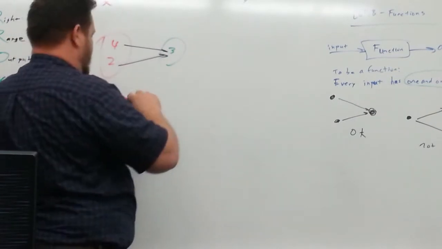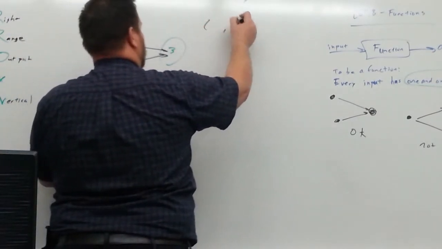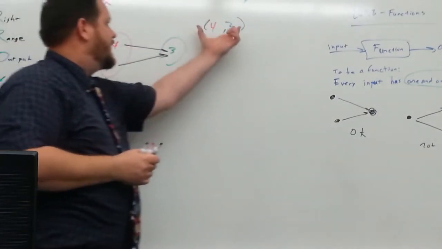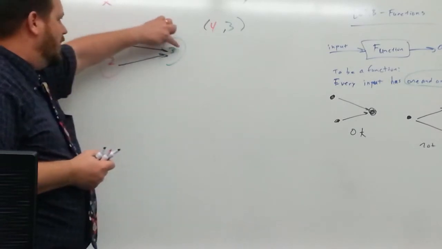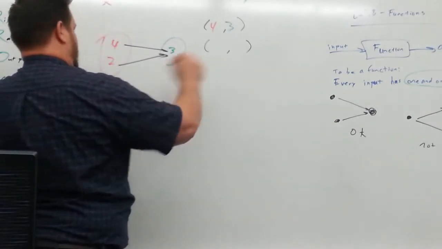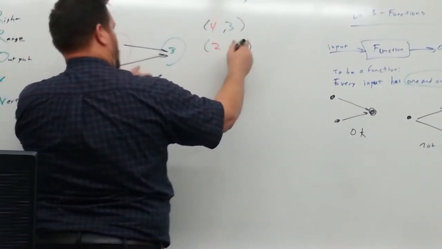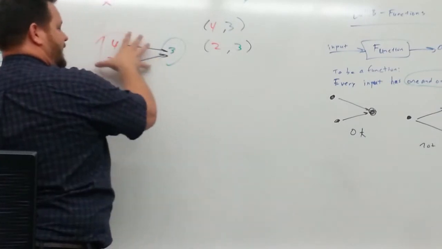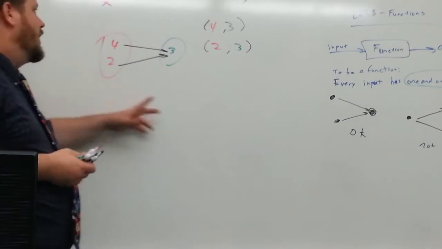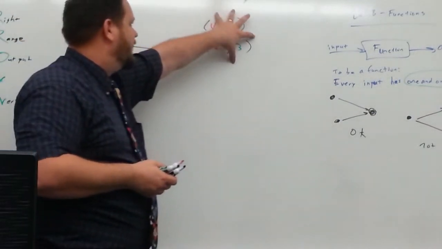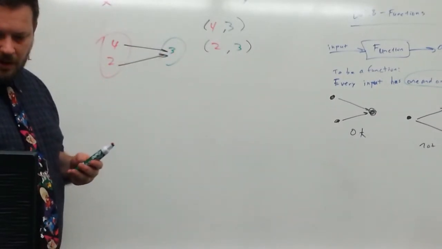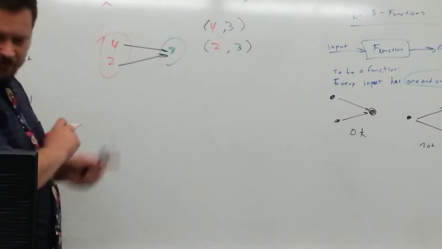4 and 3, if we think of that as an ordered pair, 4, 3. This represents plugging in a 4 and getting a 3. And this represents plugging in a 2 and getting a 3. So this function, and we determined that this was the function because every input has one and only one output, these are two ways to represent the same thing. So this one was a function.